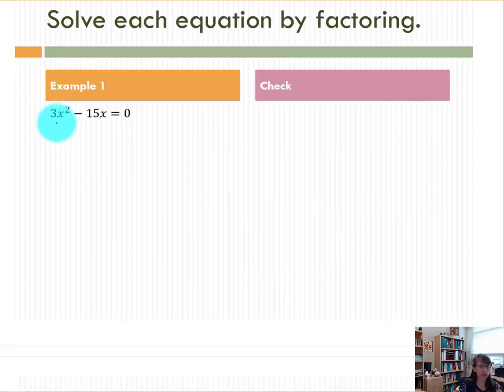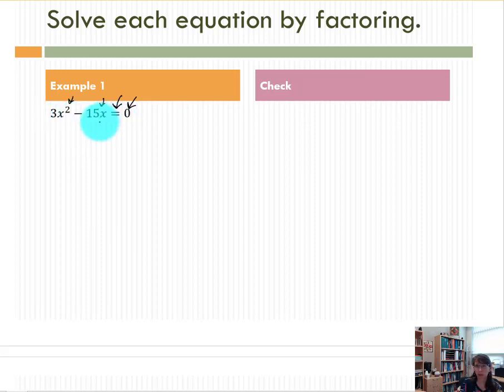Our first example is 3x squared minus 15x equals 0. Notice this is very similar to the trinomials and other polynomials that we were factoring, but now we have equations. So we've definitely got the equal sign here. To be in standard form, one side of the equation must be equal to 0, and the other side of the equation should be written from highest to lowest power. So we have x squared and x to the first. That looks like it's in the right order.